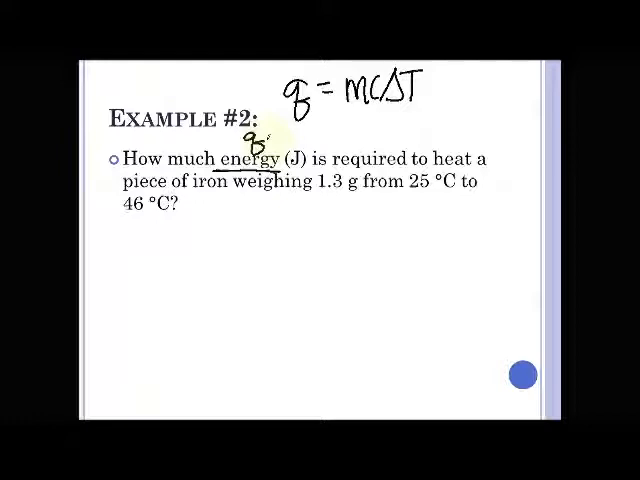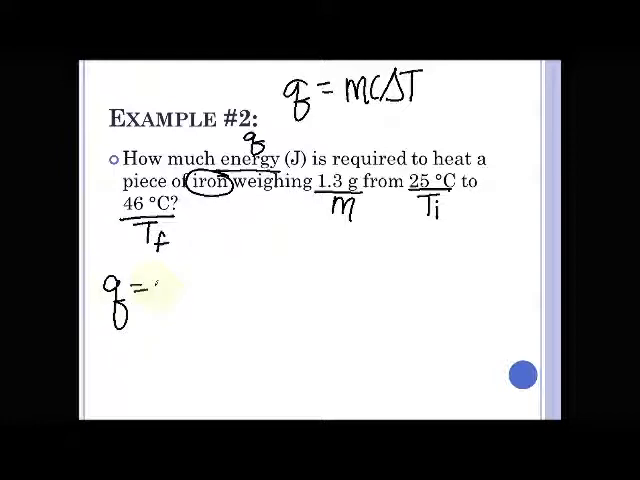And we know we have iron. That's important. It's not anything else. It's iron. And the weight of the iron is 1.3 grams. So that's our mass. And it starts at 25 degrees Celsius, so from 25 to 46. That means 25 degrees Celsius is our initial temperature and 46 is our final temperature. Okay, so we got all of our information from the problem. Let's go ahead and start plugging in. We want to find Q.